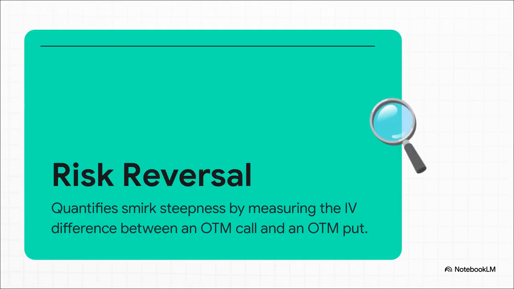Now, to get past just eyeballing the chart, the pros use a specific metric called the risk reversal. It sounds a little technical, but the idea is actually super simple. It just measures the exact difference in IV between an out-of-the-money put and an out-of-the-money call at the same probability level. It gives us one solid number to track the Smirk steepness.